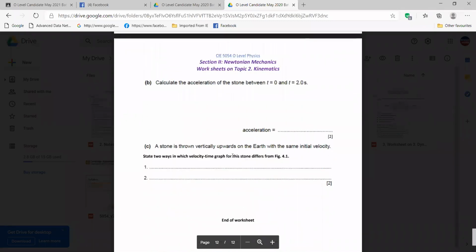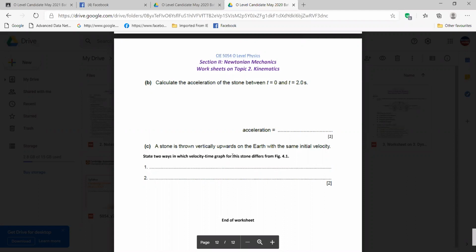Then anything else more? Yes, the C part. Okay, C part. Can you read it and think? A stone is thrown vertically upwards on the earth with the same initial velocity. State two ways in which the velocity-time graph for this stone differs from figure 4.1.